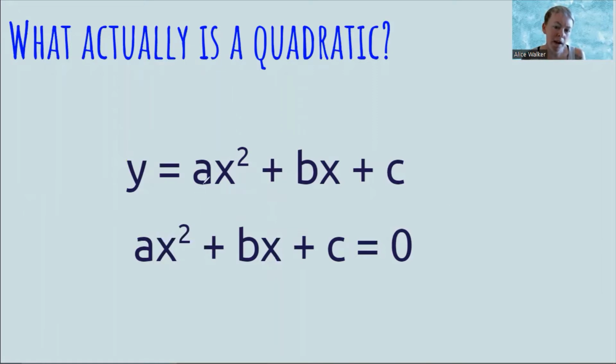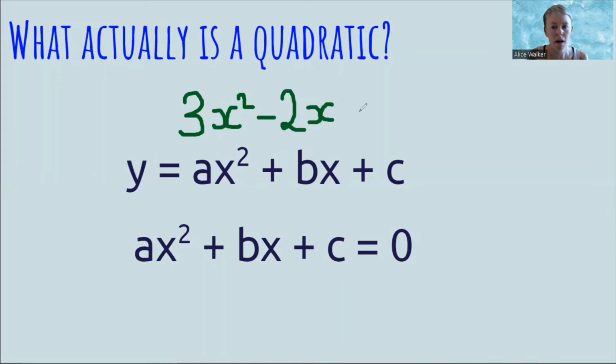So what are the a, b, and c? A, b, and c are just a way in algebra of saying a number goes here, basically. So for example, you could have 3x squared, and the a would be a 3. Take away 2x, so the b would be -2. Add 4, so c is 4. So a is the number of x squared, b is the number of x's, and c is a number on its own.